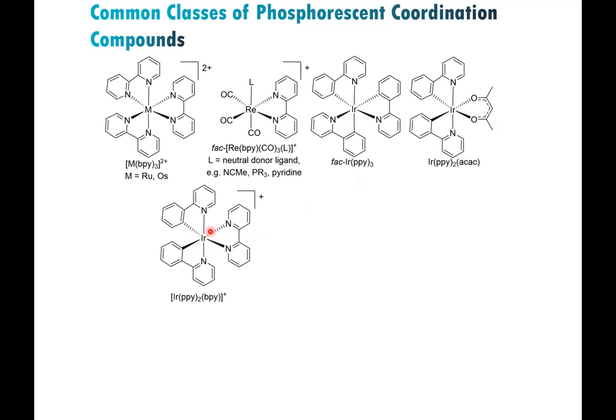And then these cationic analogs where you have the 2 extra coordination sites occupied by a bipy or something similar to that, again making it overall +1 charge. So those are 3 common classes of those.